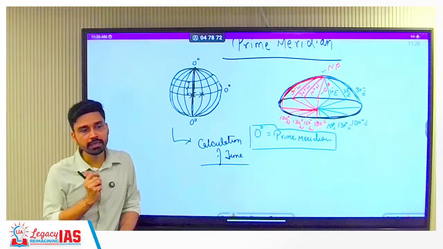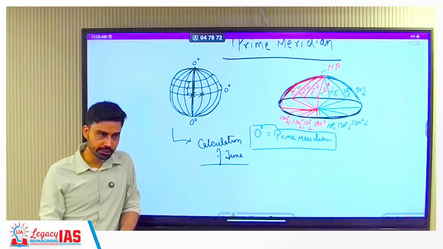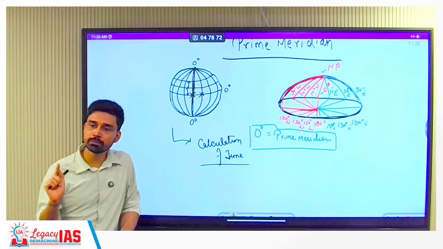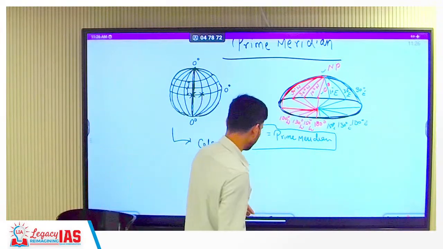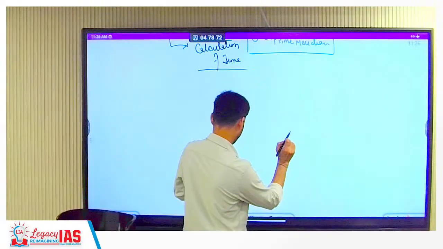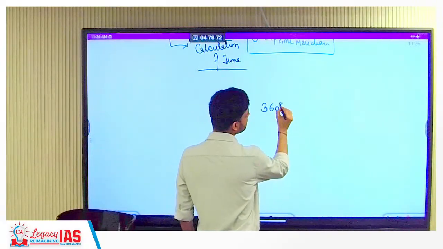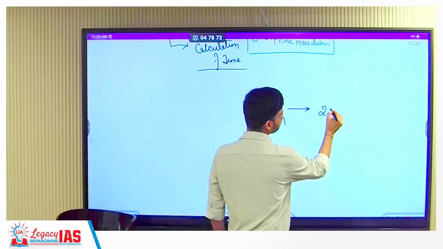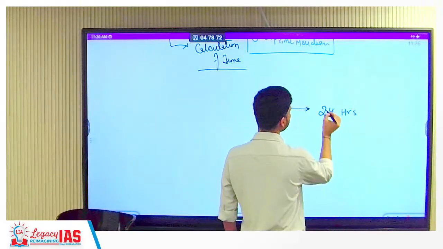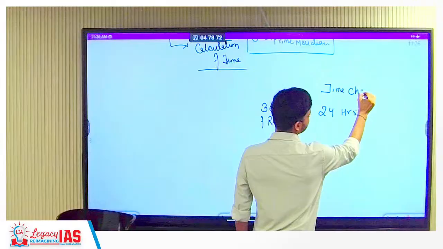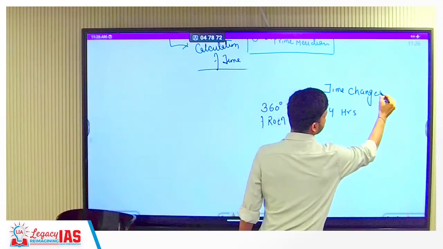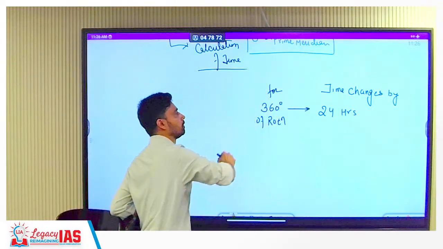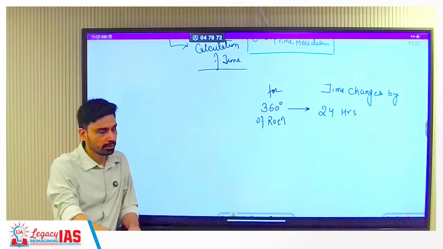And in one complete rotation, how many degrees is the Earth rotating by? 360 degrees. So what we can say is, when the Earth completes 360 degrees of rotation, time changes by 24 hours. Okay, so that we can write first of all: for 360 degrees of rotation, the time changes by 24 hours.